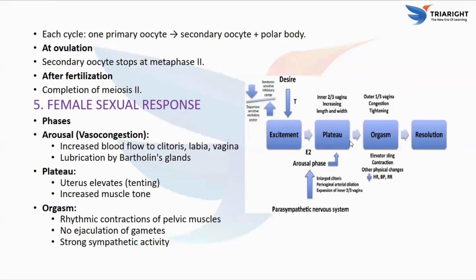So after orgasm, there is a resolution phase. This is a relaxation or recovery phase. What happens during the resolution phase? The body returns to the normal state. The heart rate and the breathing slow down and come to the normal pulse rate. The muscle tension also decreases. The clitoris and vagina return to their resting phase. Unlike males, females may not have a refractory period, meaning they can often experience multiple orgasms. This is shown in this diagram.